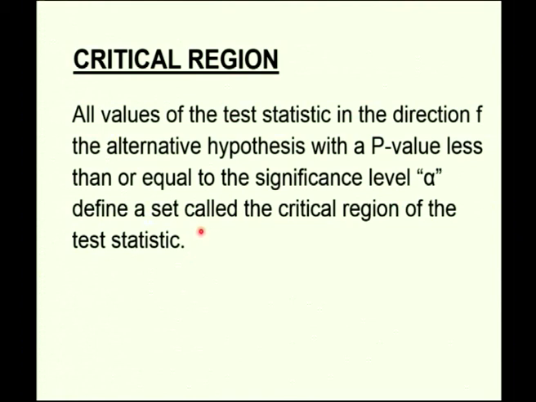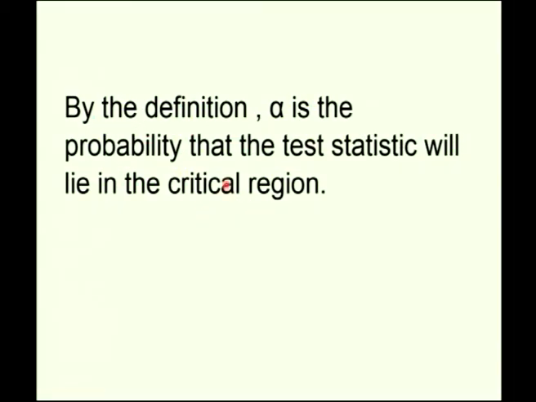All values of the test statistic in the direction of the alternative hypothesis with a p value less than or equal to the significance level alpha define a set called critical region of the test statistic. Critical region is also called as rejection region. So, now let us see how the critical regions are calculated using the various levels of significance. By the definition, level alpha is the probability that the test statistic will lie in the critical region.